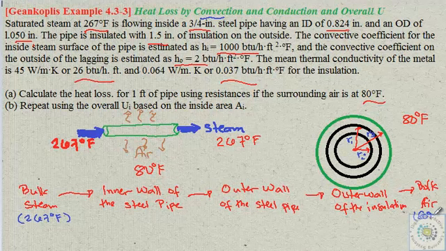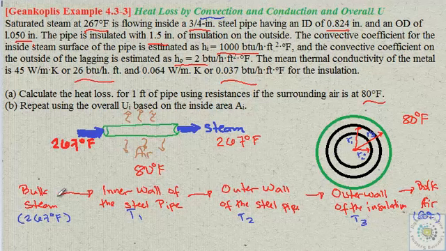The temperature of the inner wall, let's label as T1. The temperature of the outer wall, let's label as T2. The temperature of the outer wall of the insulation, the one in green, we'll label as T3. So we don't know T1, T2, and T3. What we know is only the bulk steam temperature and the surrounding air temperature, which is at 80.